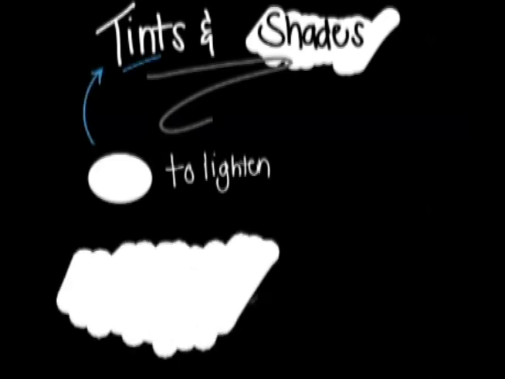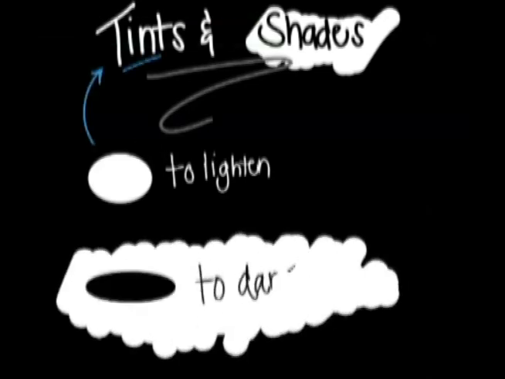And last, we talked about tints and shades and how white can be added to lighten something and it'll create a tint, and how black can be added to darken it up and it's called a shade. Now that you know all about color, go out, have fun, and make some art.